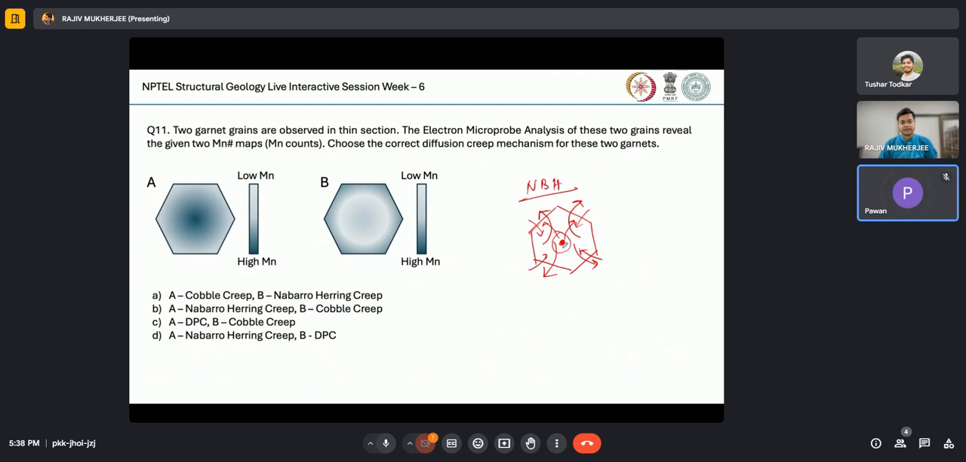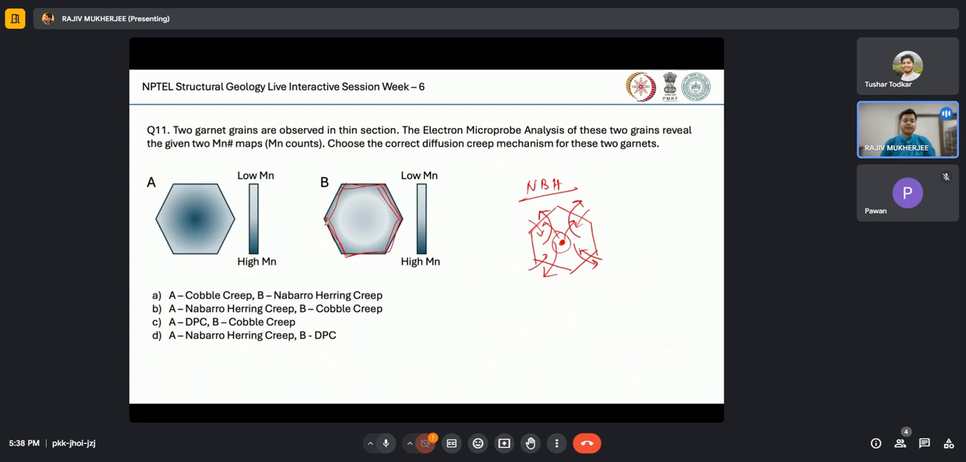Okay. Right? So this will be never varying creep. But for case B, you can see that all the concentrations are related to the grain boundary. All of them are along the grain boundary. So the materials are diffused along the grain boundaries. So what kind of diffusion creep do we see, grain boundary wise, I mean boundary wise mobility of trace elements?